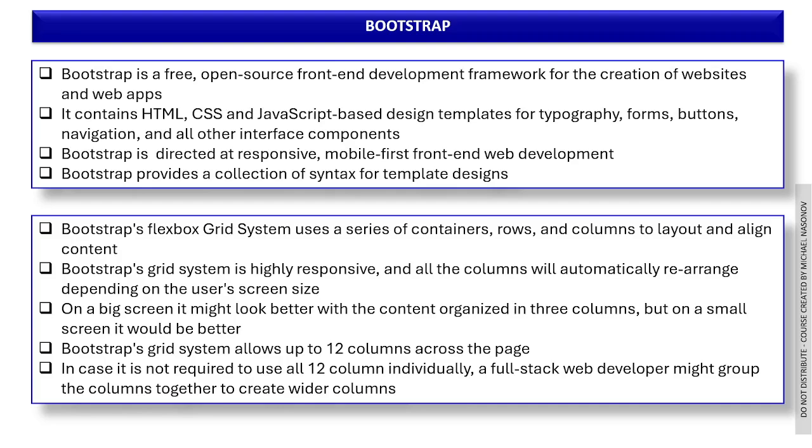The Bootstrap grid system allows, but on a small screen, it would be better looking in many columns. The Bootstrap grid system allows up to 12 columns across the page. In case it's not required to use all 12 columns individually, a full-stack web developer might group the columns together to create wider columns.